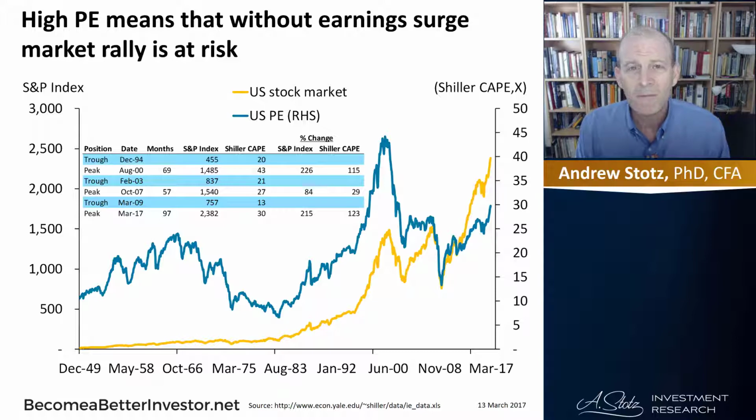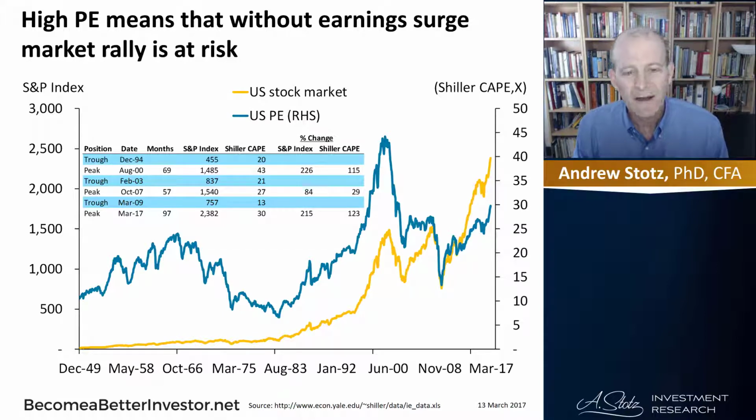And an important thing is when we talk about the Schiller PE, we actually call it CAPE, cyclically adjusted PE, because he's looking at the PE over, I think it's a 10-year period, a long-term average of earnings. So that gives a little bit more stability rather than having ups and downs.